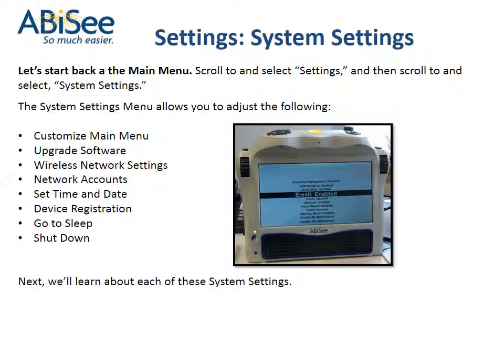Settings, system settings. Let's start back at the main menu. Scroll to and select Settings, and then scroll to and select System Settings. The System Settings menu allows you to adjust the following. Customize main menu. Upgrade software. Wireless network settings. Network accounts. Set time and date. Device registration. Go to sleep. Shut down. Next, we'll learn about each of these system settings.